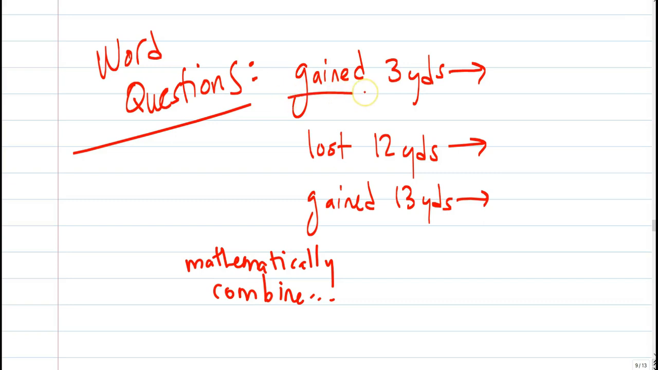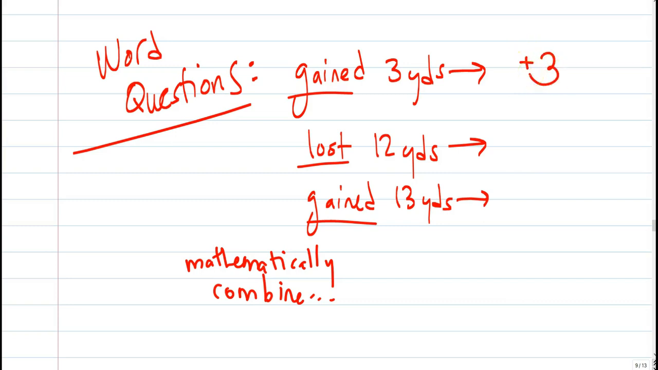If I gain 3 yards, if I lose 12 yards and I gain 13 yards. So we're watching a football game, right? We watched 3 plays. They gained 3 yards. They then lost 12 yards. They then gained 13 yards. Where are they at? Mathematically, what has happened, right? Well, gaining 3 yards, you need to know that gaining means that those 3 yards are what? Positive or negative?